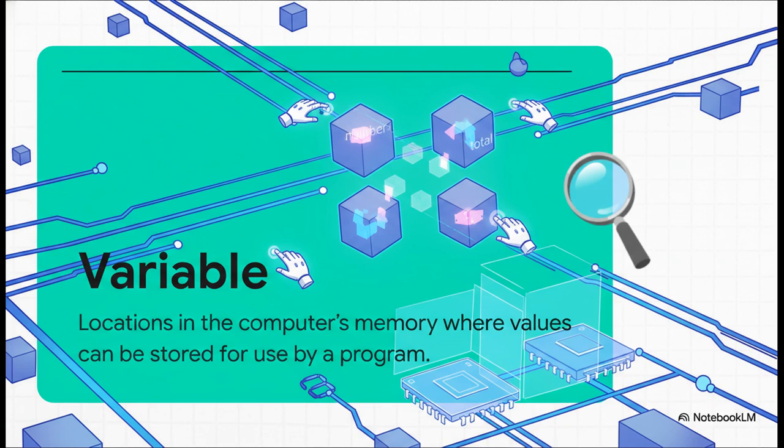And see those words in the code, like number1 and total? Those are called variables. Just picture them as little labeled boxes inside the computer's memory. We create a box, give it a name like number1, and then we can store the number the user typed in it to use in our calculation.